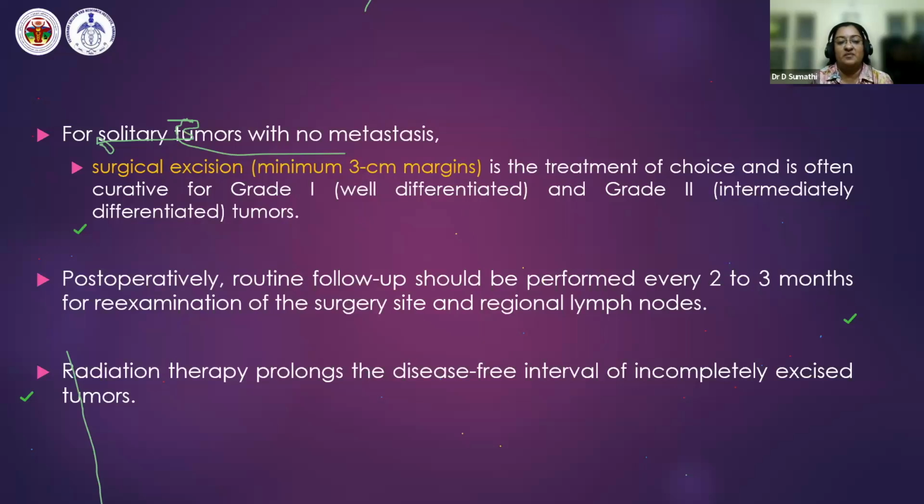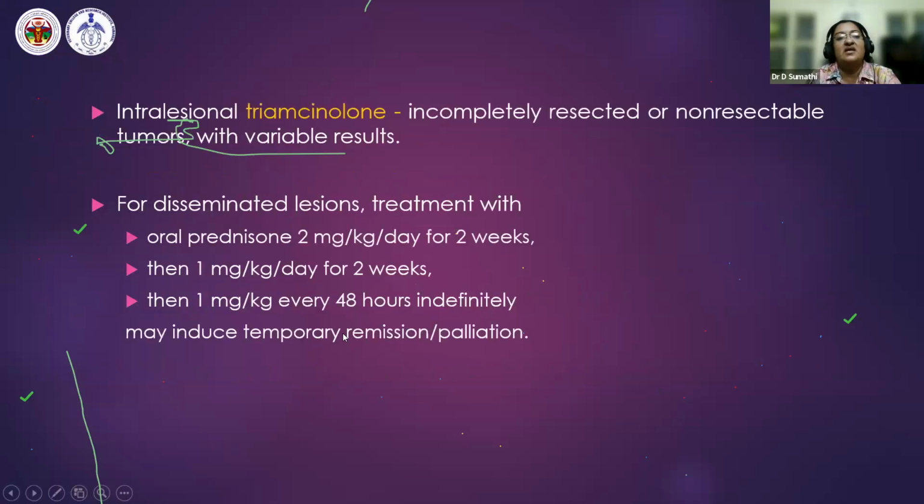So surgical removal is better if it is operable. If it is extensive, then it is very difficult to handle these cases. Post-operatively, you have to examine every 2 to 3 months. Radiation therapy prolongs the disease-free interval of incompletely excised tumors. So in case you're not going with proper excision, or the tumor is at a place where you cannot completely remove it, then you have to go with radiation therapy for a complete clinical remission.